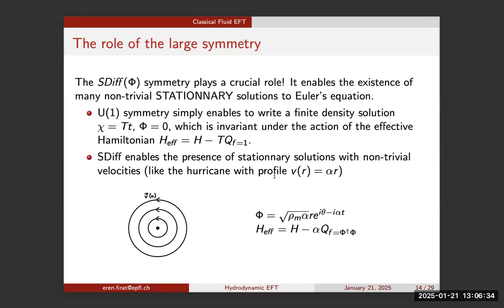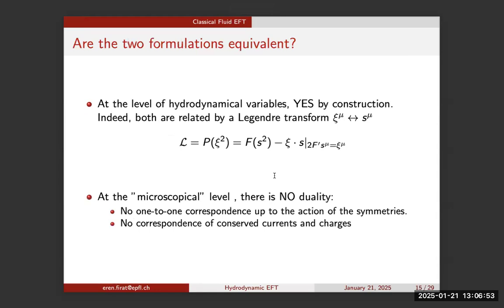So your effective Hamiltonian is H minus mu Q, and it's basically the same for the superfluid, but for a more general situation. The question you can have is, are these two formulations equivalent? Are they the same thing? Of course, at the level of hydrodynamic variables, with the velocity, the pressure, the density, both descriptions describe the same solutions of Euler's equation. And this is by construction, because this is what we require each time.